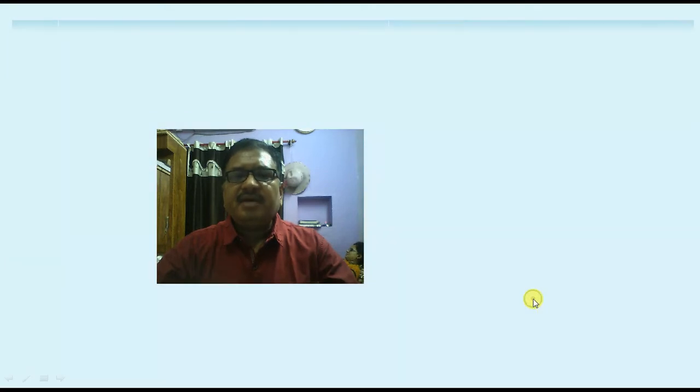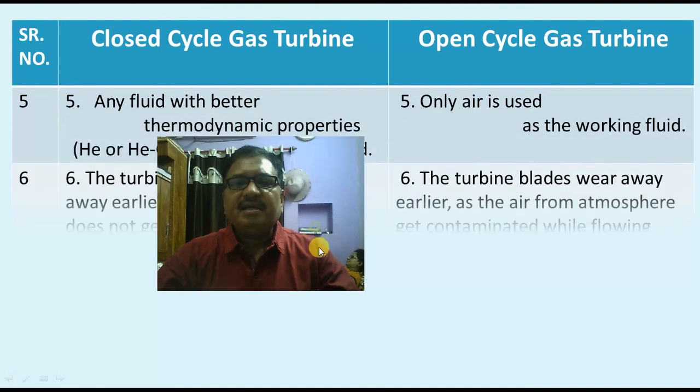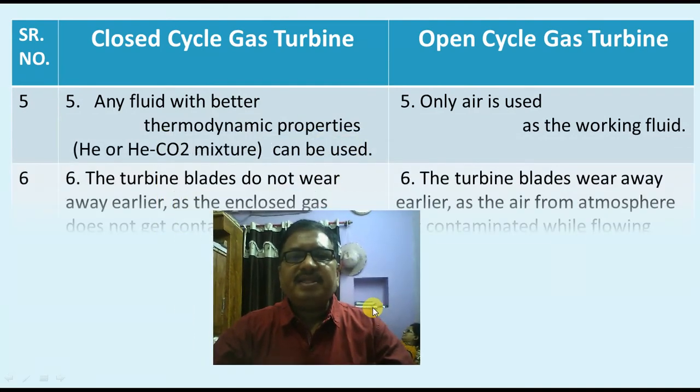So now let us go ahead to study few more points of comparison between the closed cycle gas turbine and the open cycle gas turbine. The fifth point, any fluid with better thermodynamic properties can be used. So we are having some fluids which are having thermodynamic properties better than air, and the example is helium or the mixture of helium and carbon dioxide. This working fluid is preferred to be used in the closed cycle gas turbine because it is having better thermodynamic properties, better heat transfer coefficient and other properties.